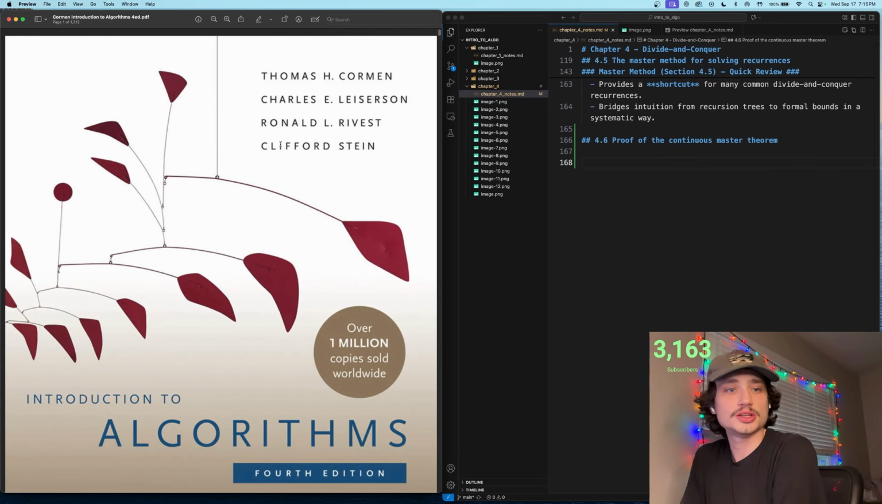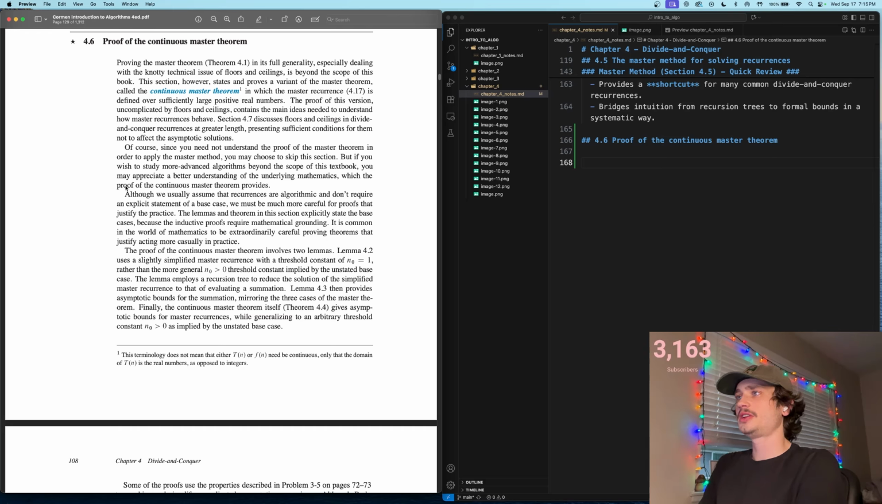Today, we're going to be jumping back into Introduction to Algorithms, 4th edition. 4.6, Proof of the Continuous Master Theorem. Proving the Master Theorem, Theorem 4.1, in its full generality, especially dealing with the knotty technical issues of floors and ceilings, is beyond the scope of this book.